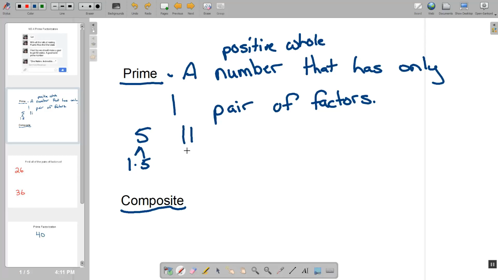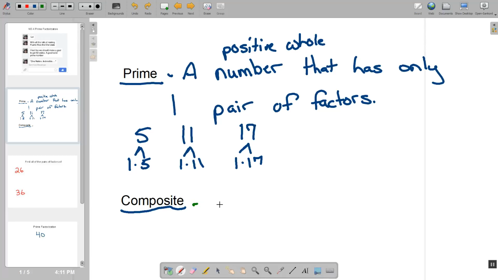Another example would be the number 11. The only way to find a pair of factors is 1 times 11, not 2 times 10. Another example would be the number 17. The only pair of factors would be 1 times 17. Now, a composite is the opposite of prime.